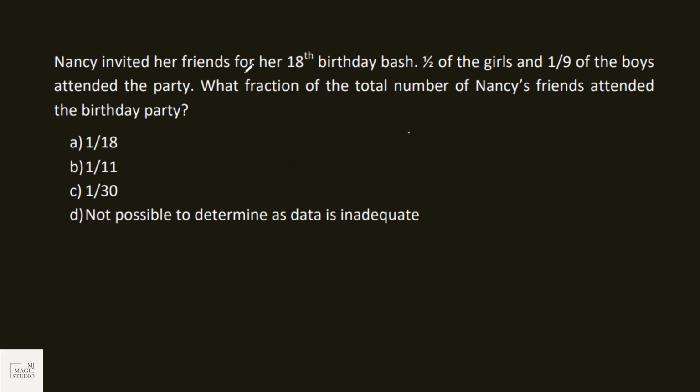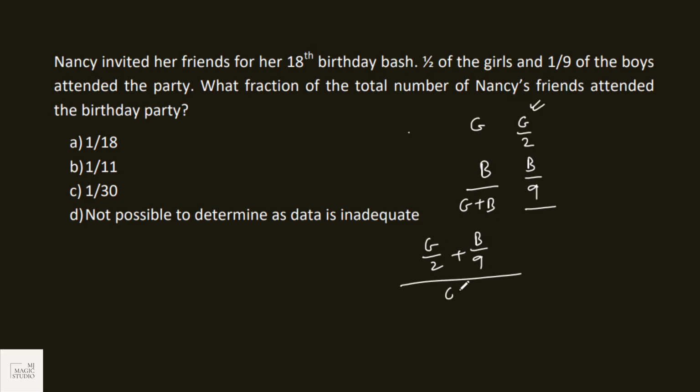Nancy invited her friends for her 18th birthday bash. Half of the girls, let there were G girls, then G by 2, and 1/9 of the boys, B boys, B by 9, have attended the party. What fraction of the total number of Nancy's friends, that is G plus B, attended the birthday party? We are looking out for G by 2 plus B by 9 divided by G plus B into 100. Or if it is in fraction, we don't need to multiply by 100. We are looking out for this fraction.